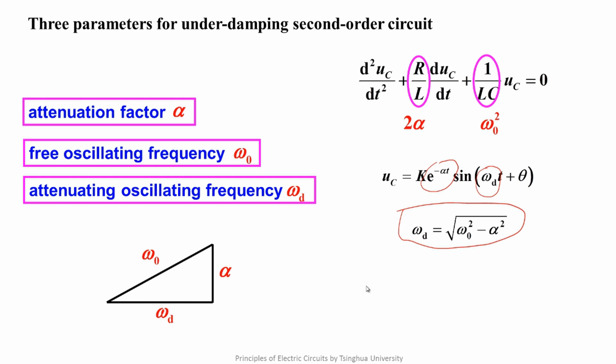It's like this. Here we ask you two questions. The first question is that R, L, and C, these three values corresponding to alpha, omega 0, and omega D respectively, what kind of numerical relationship is among them? The second question is how R, L, and C change so that the whole circuit changes from overdamping to critical damping, then to underdamping, and then to no damping.